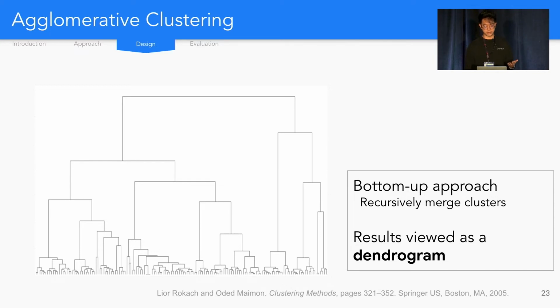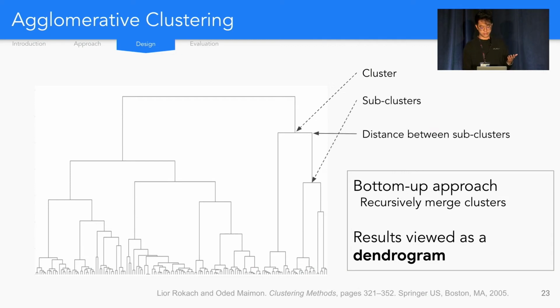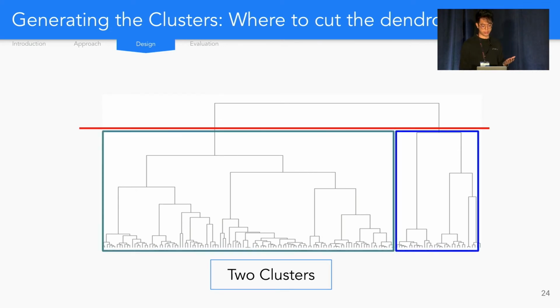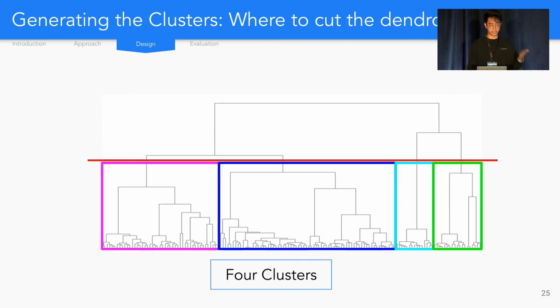The result can be viewed as a dendrogram. In the dendrogram, each non-leaf node indicates a possible cluster, and each cluster can contain subclusters. The height of each node represents the feature distance between the subclusters. To generate clusters, we need to cut the dendrogram. If we cut the dendrogram at this distance threshold, we'll get 2 clusters. If we cut it lower, it will produce 4 clusters.